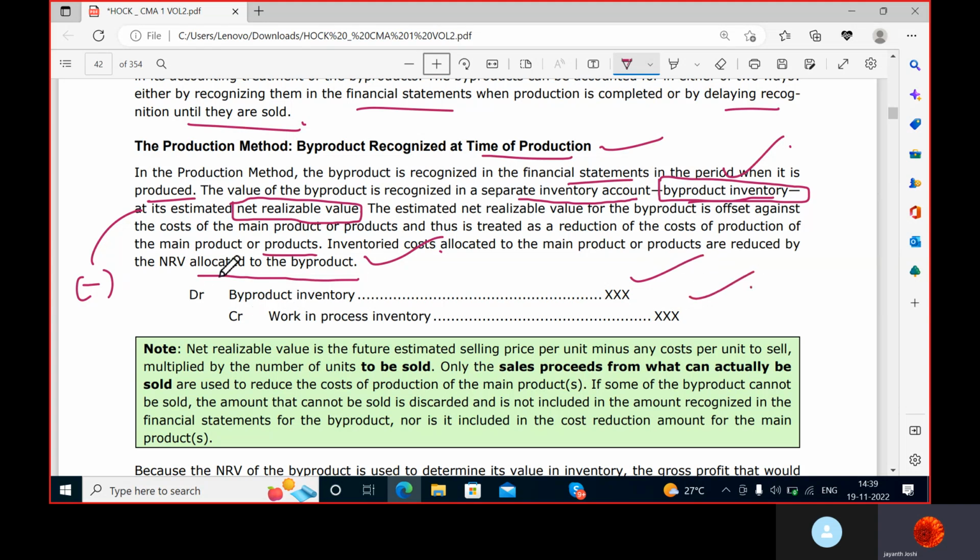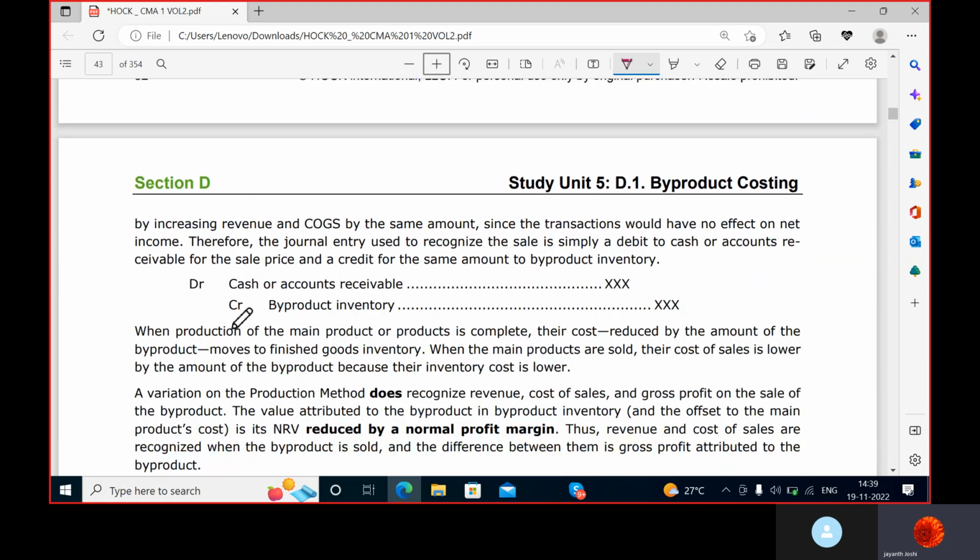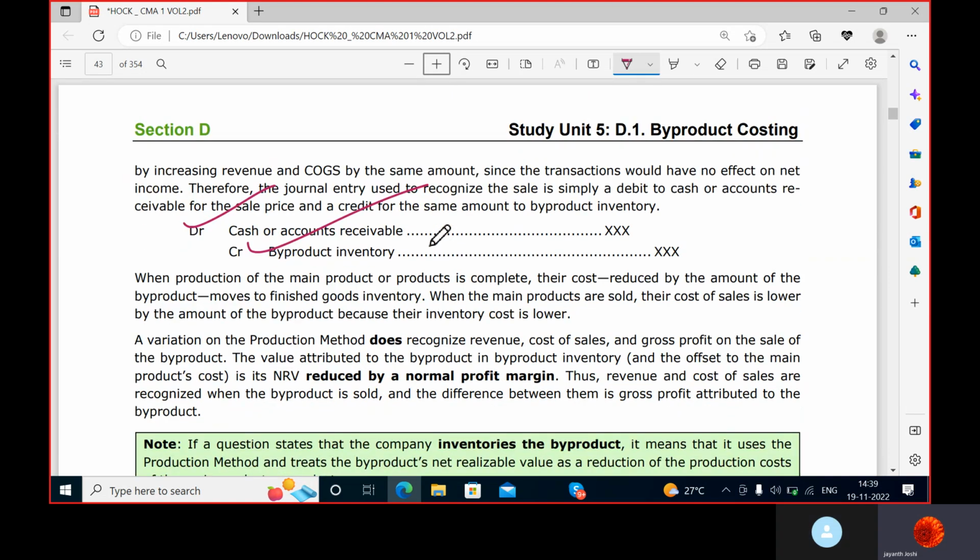What is this entry all about? Recognizing them as an inventory. You are showing it in the books as separate inventory. So when you show the byproduct in the balance sheet, your inventory increases and work in process reduces. You are transferring into work in process inventory. We have already discussed how to do NRV. And if you are selling it, then cash debit, inventory credit. That's it. You are selling it. That's it.